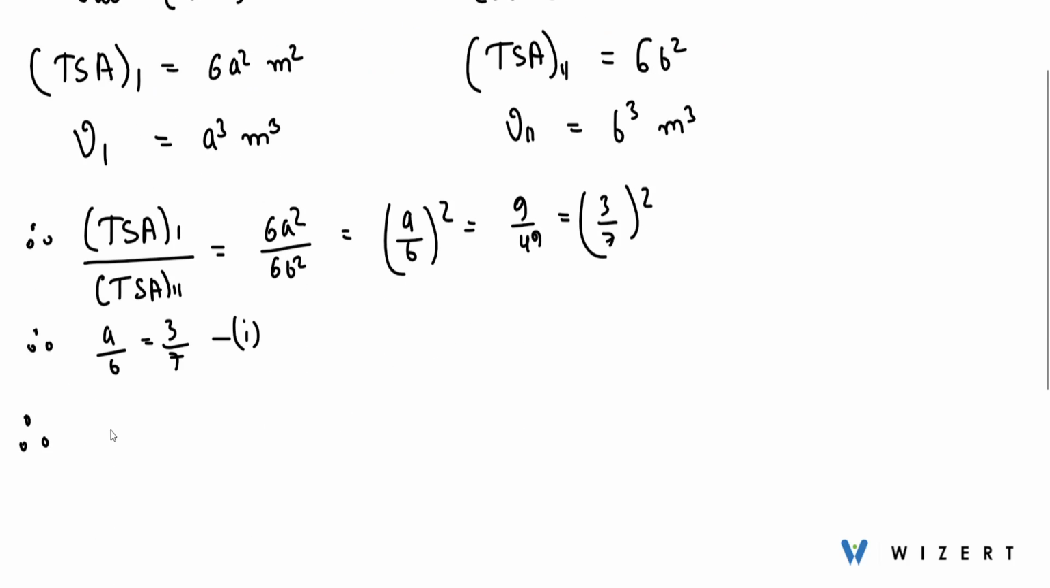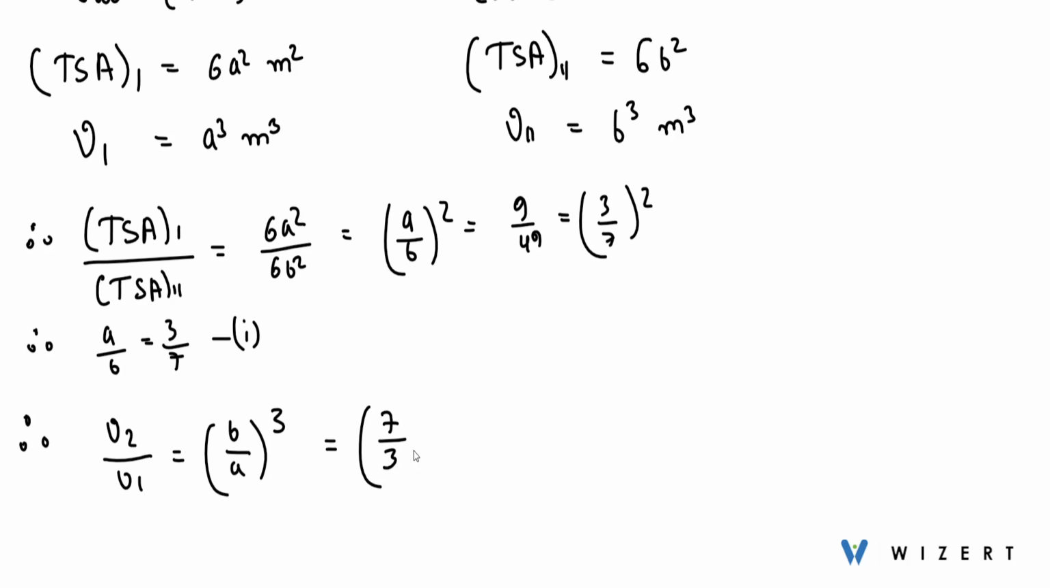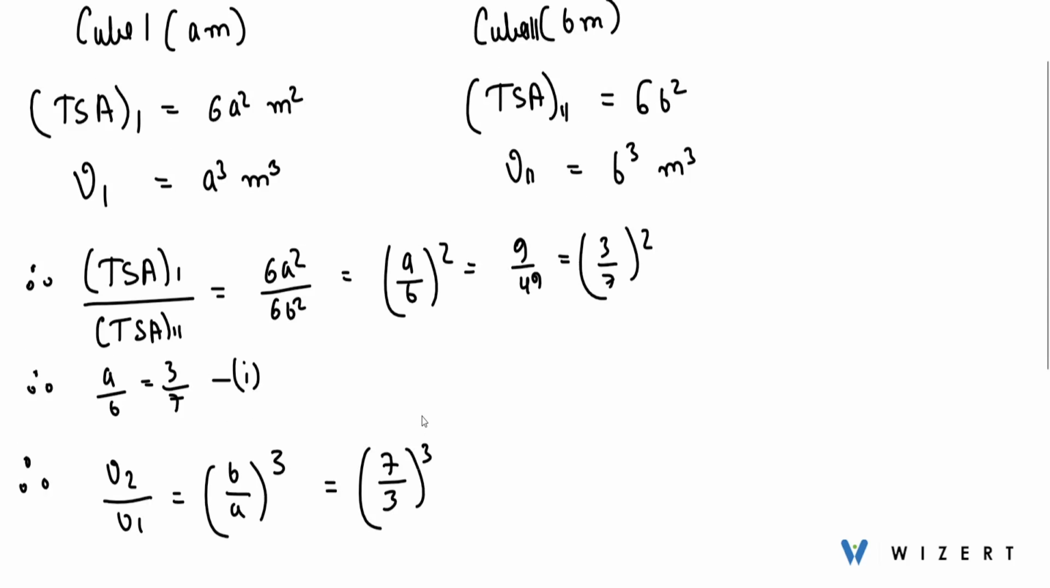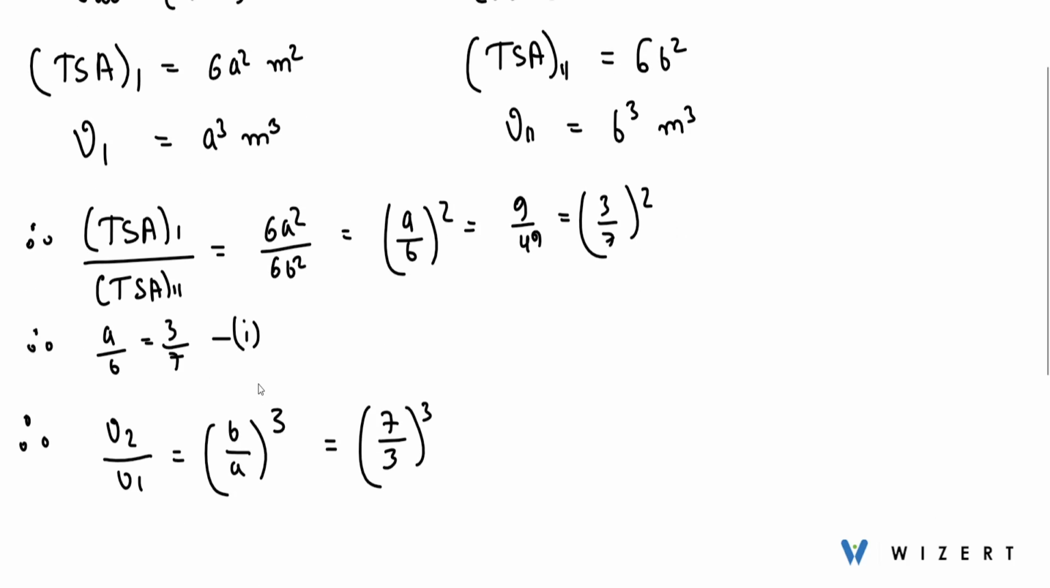So we have to find the volume of cube number 2. So v2 upon v1 can be written as b cube upon a cube, which is nothing but b upon a whole cube. Now from relation number 1, we have a upon b equals 3 upon 7. So b upon a will be 7 upon 3. So it will be 7 upon 3 whole cube. Right? Now volume of cube number 1 is given as 216 meter cube.